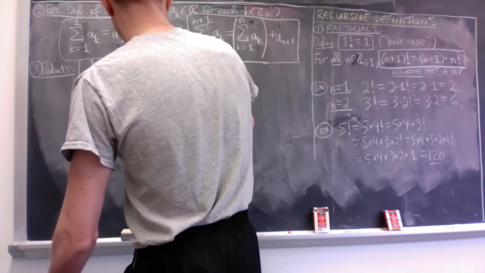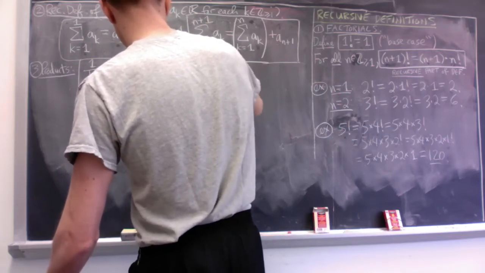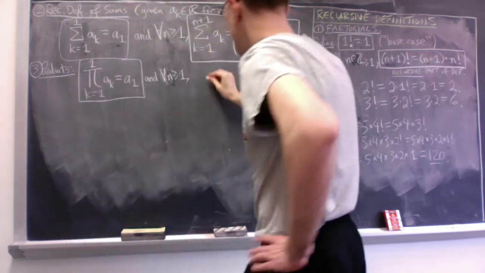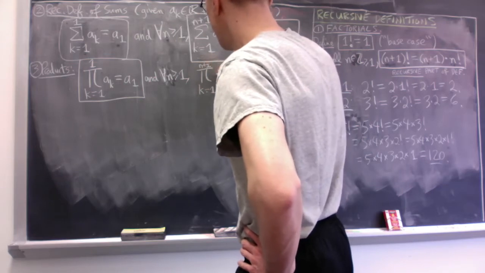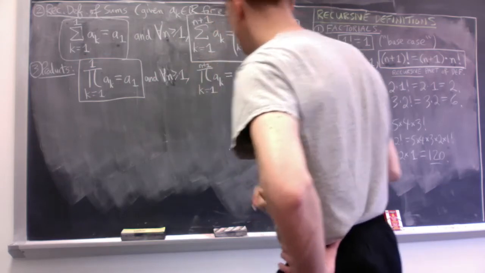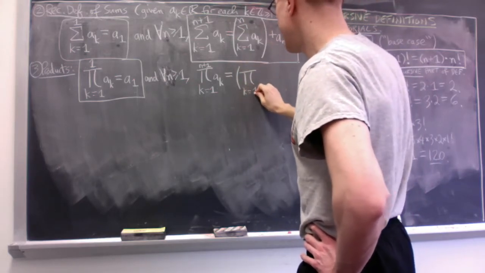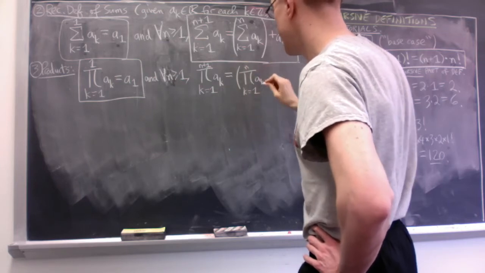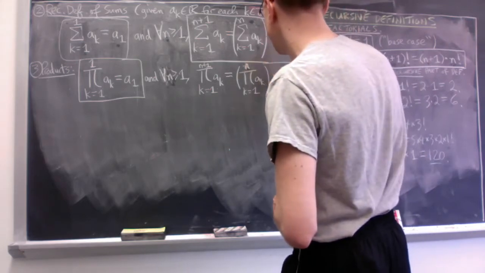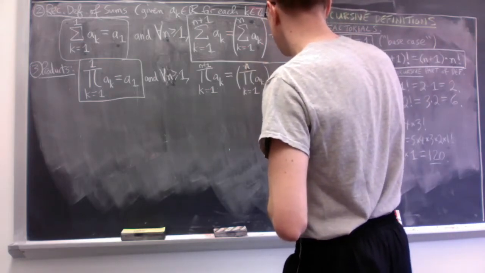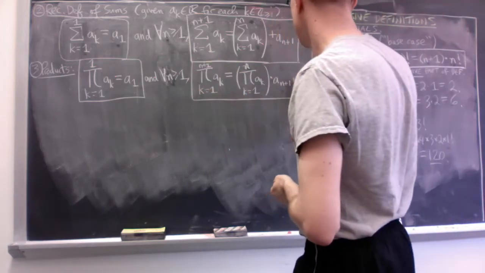And then for longer products, for every positive integer n at least 1, if you want the product k going from 1 to n plus 1 of a_k, that's defined recursively to be the product k goes from 1 to n of a_k. So a_1 times a_2 times dot, dot, dot times a_n informally, ending at n. And then you need this last term. So now you multiply it instead of adding it. That's the only difference. Of course, a different symbol, too.